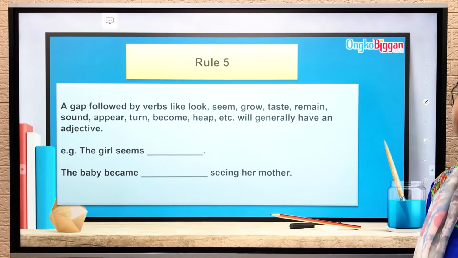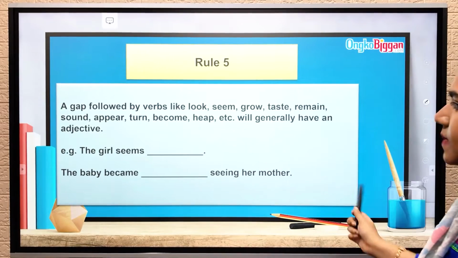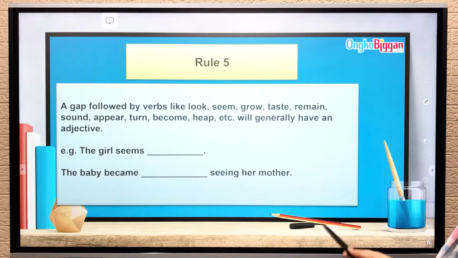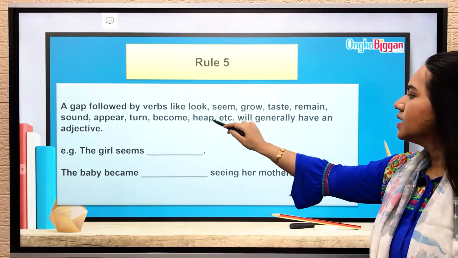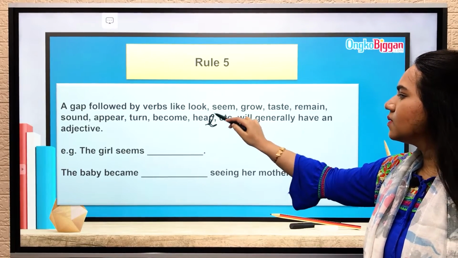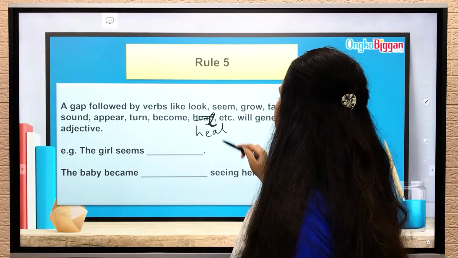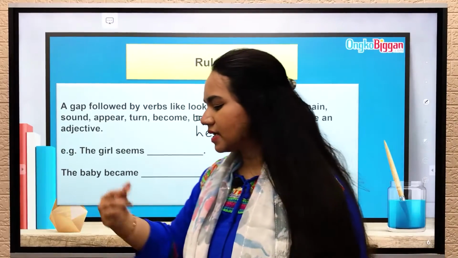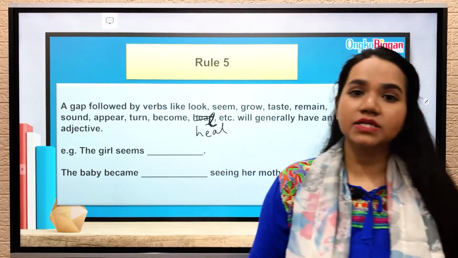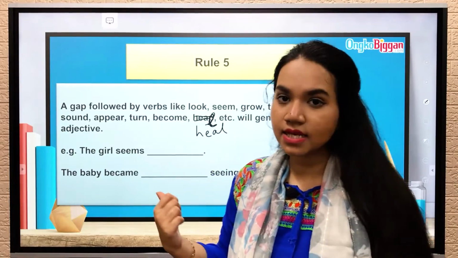So we can put something like this as rule number 4. In rule 5 we see that a gap followed by verbs like look, seem, grow, taste, remain, sound, appear, turn, become, be, etc. will generally have an adjective. This is not exactly heap here, this is heal here, okay? What does the word heal mean? Let me write this once again for you. It is exactly heal. What does the word heal mean? Heal means to something that has already been damaged is now slowly recovering. So that is what we know as heal.